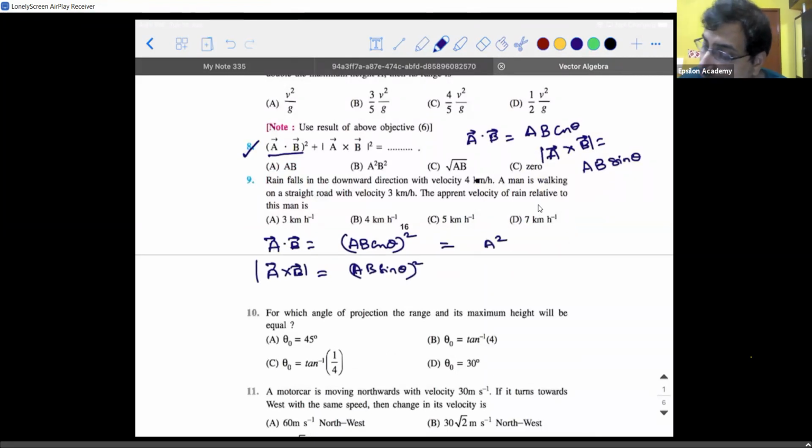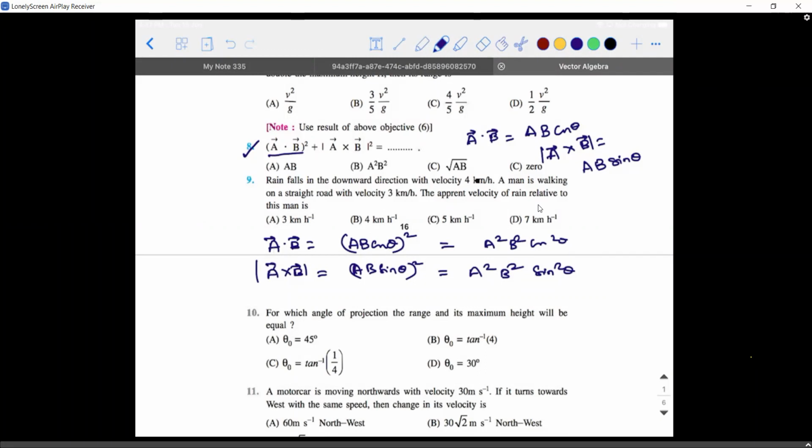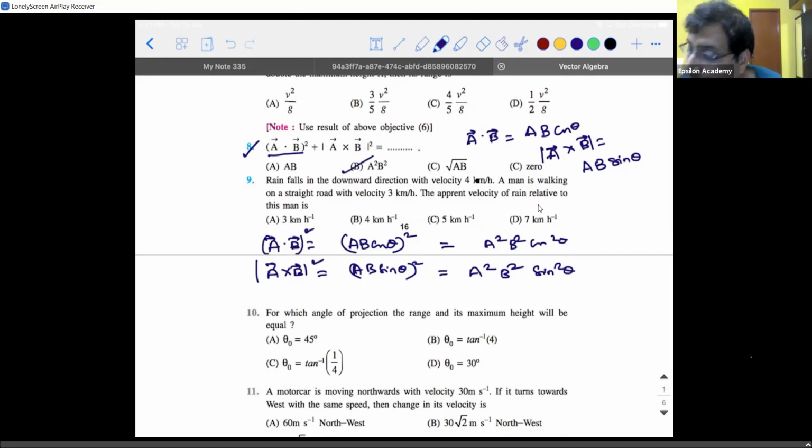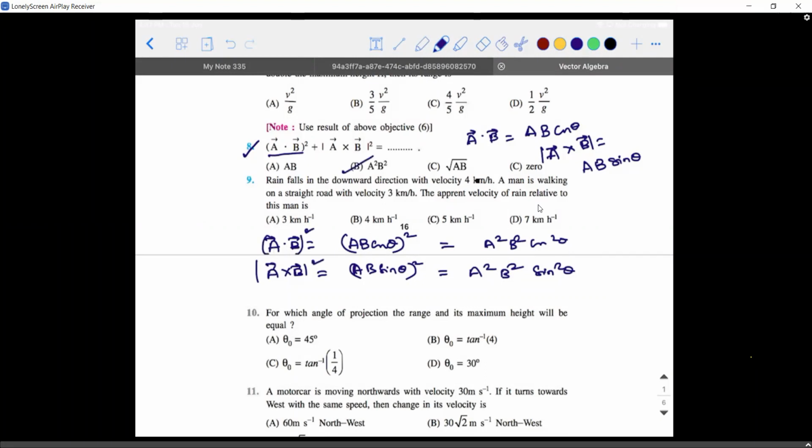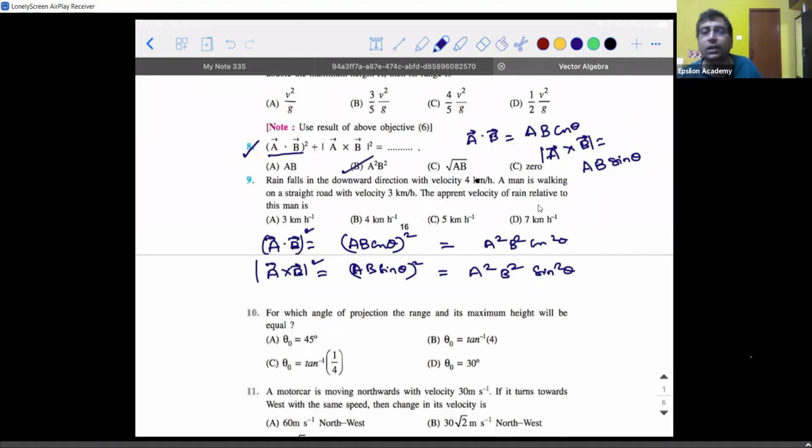So this will be A square B square cos square theta. This will be A square B square sin square theta. If I add both, what am I going to get? You're going to get A square into B square. Yes, option B, because cos square theta plus sin square theta is going to give us a 1, a trigonometric identity, right?